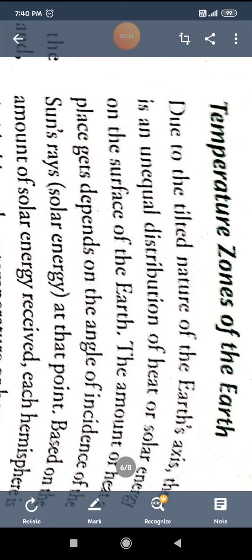Good morning, children. In the previous video, I explained what a globe is, points of reference on a globe, relative and absolute locations, and the lines of latitude, their characteristics, and the important parallels. So, what are the important parallels of latitude? Equator, Tropic of Cancer, Tropic of Capricorn, Arctic Circle, and Antarctic Circle. And today I am going to explain the temperature zones of the earth.